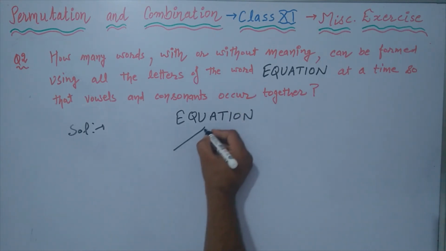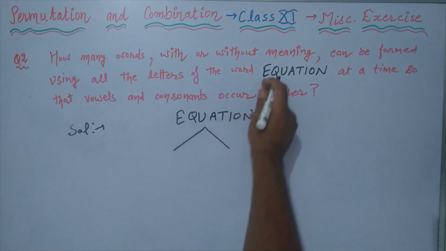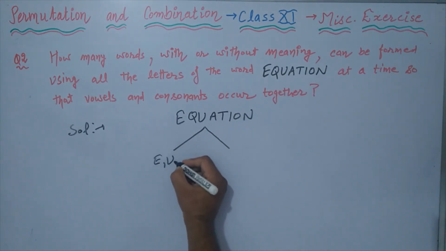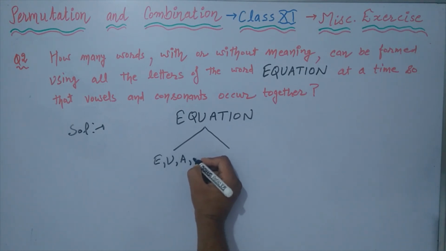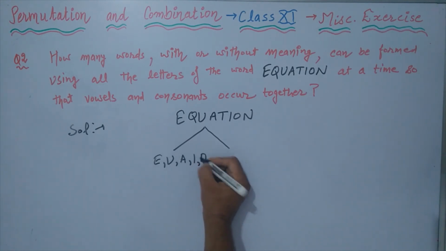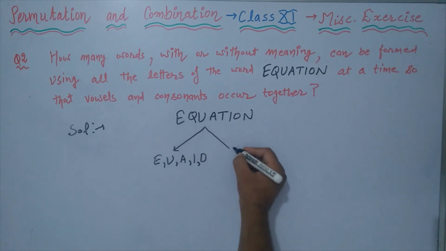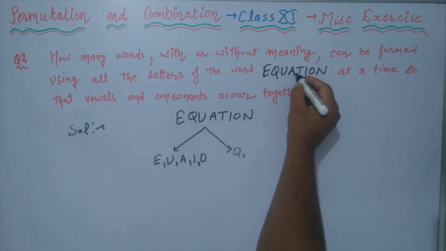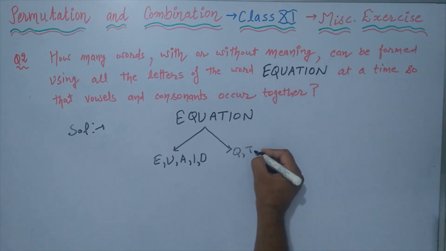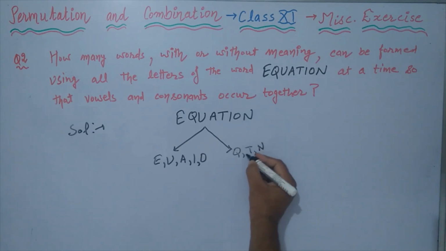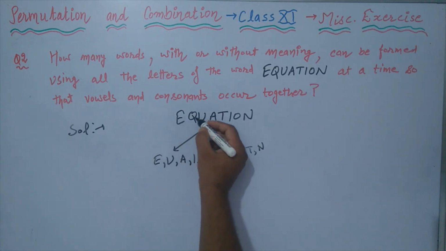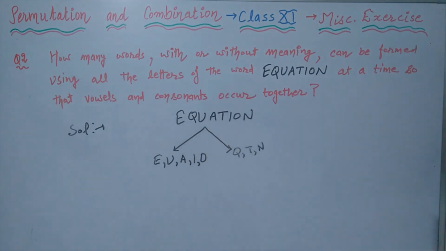Now we divide this into two parts. First part contains only vowels E, U, A, I, O. Second part contains only consonants Q, T, N. 1, 2, 3, 4, 5, 6, 7, 8.